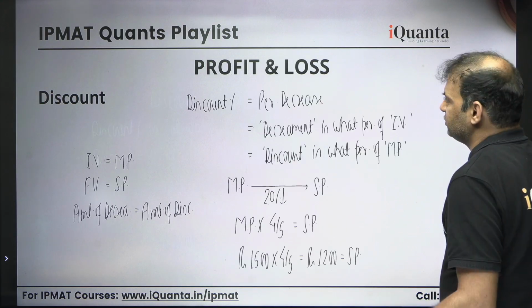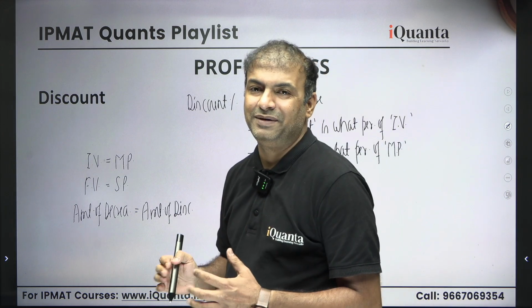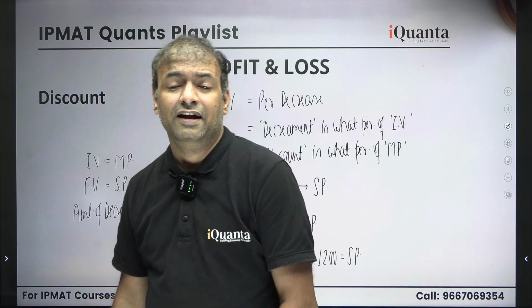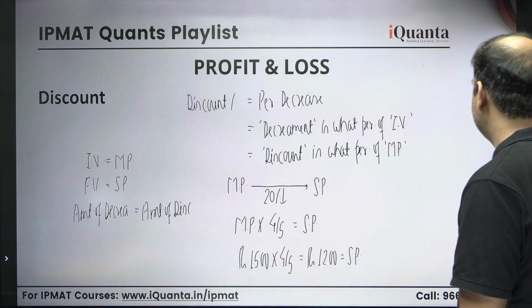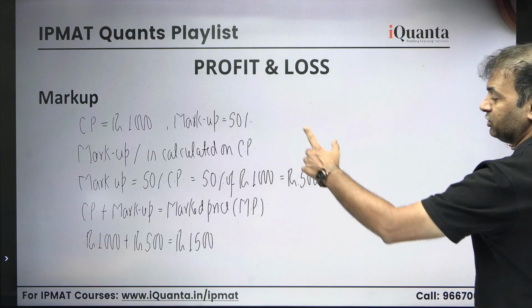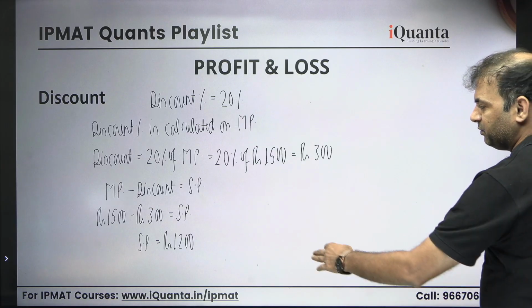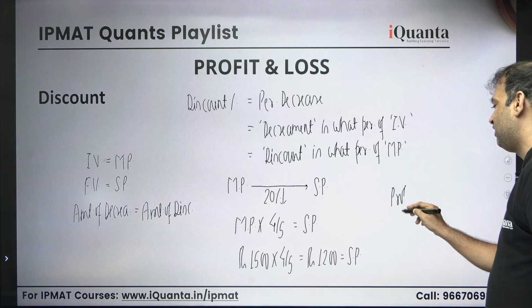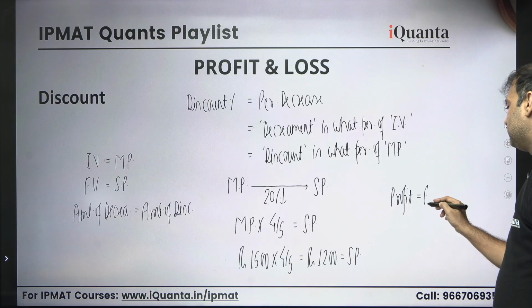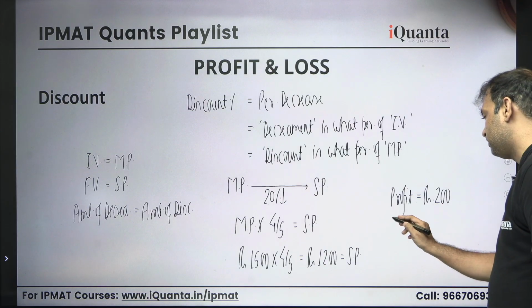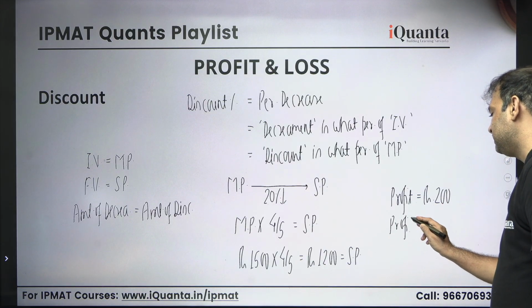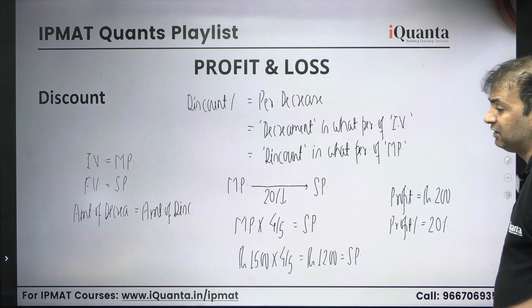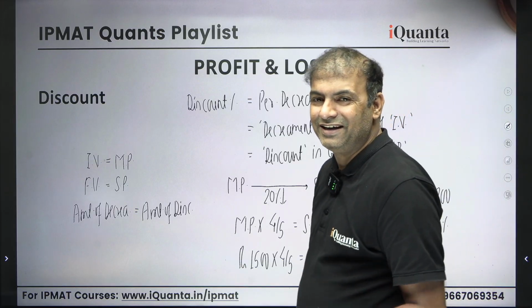Okay guys, so this is all about the basics of markup and discount, and we're using these concepts in solving the questions as well. By the way, in this example, remember we started with a cost of 1000, and we ended with the selling price of 1200. That means clearly there is a profit, right? Profit of how much? We can say profit of rupees 200, and we can also say the profit percentage is 20%. Cost is 1000, profit is 200, so the profit percentage has to be 20%. Alright guys, so this is about it.